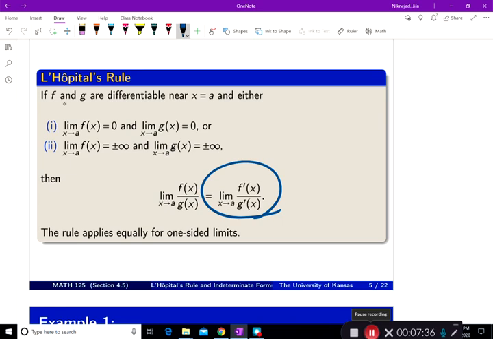So f and g should be differentiable, and if they are 0 over 0 or infinity over infinity, then you can use the derivative of the numerator and the denominator. That's about it. Derivative of the numerator, derivative of the denominator makes a new limit, and that limit is going to be equal to the original limit. And there is a condition: f and g have to be differentiable, and it has to be of the form 0 over 0 or infinity over infinity.